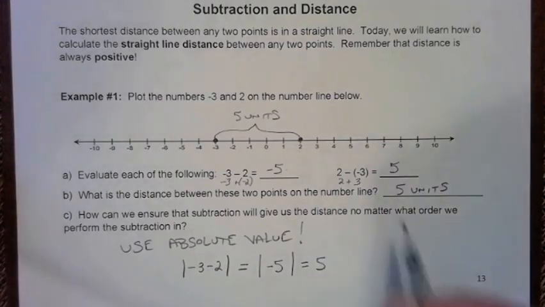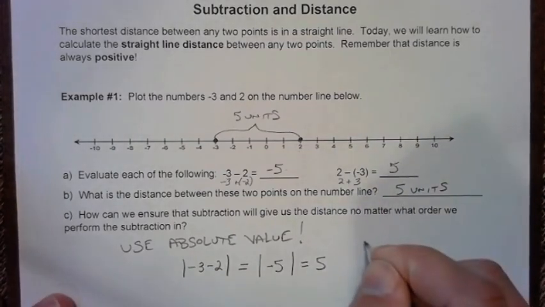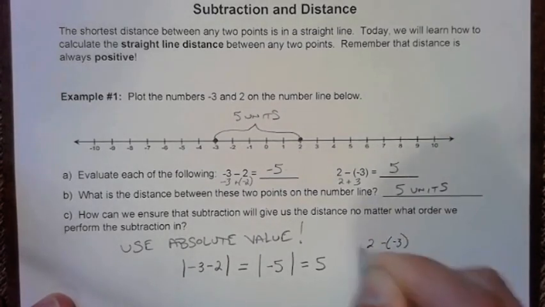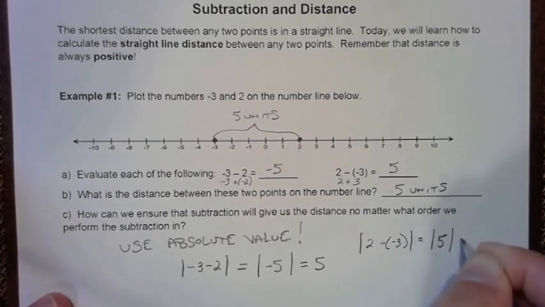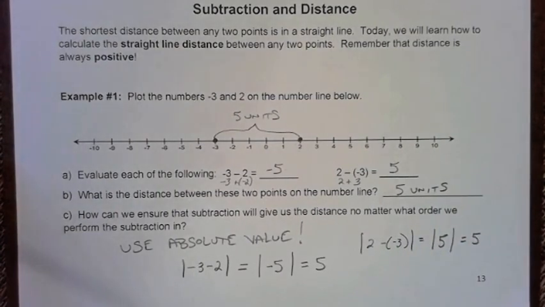Now my second problem was 2 minus -3. And again, if I put that in absolute value bars, that's going to be the absolute value of +5, which again is equal to 5. So if you use absolute value bars, you can do the subtraction in any order for your 2 points here. You're still going to get the same answer to represent the distance. And so that's the big takeaway here today. In order to find the distance between any 2 points, we're going to do a subtraction problem, but we're going to put it in absolute value bars to make sure that our answer is positive.